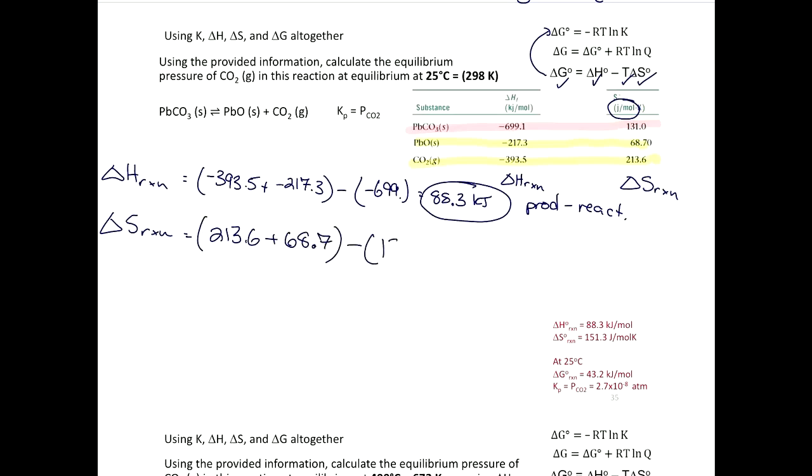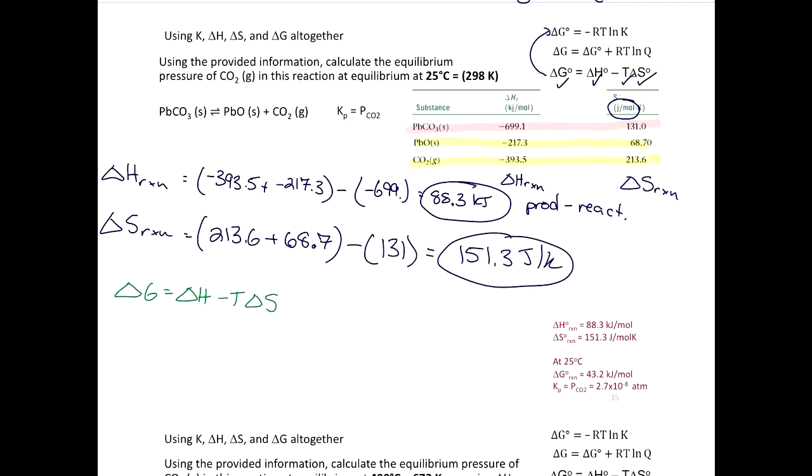Minus 131, there we go. All right, so the entropy change for this reaction is something like, it's in there in the corner, 151.3 joule per Kelvin. Okay, so I have delta H and delta S, so I'm going to use the delta G equals delta H minus T delta S equation first.